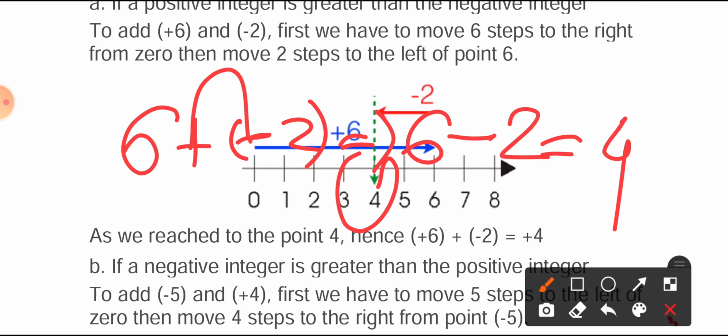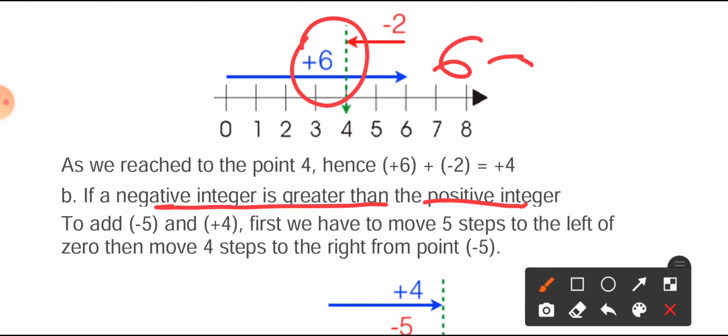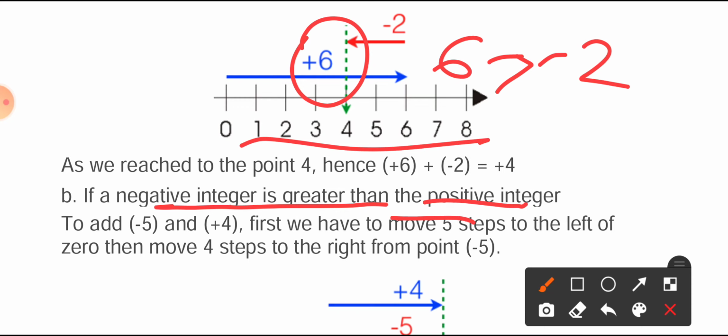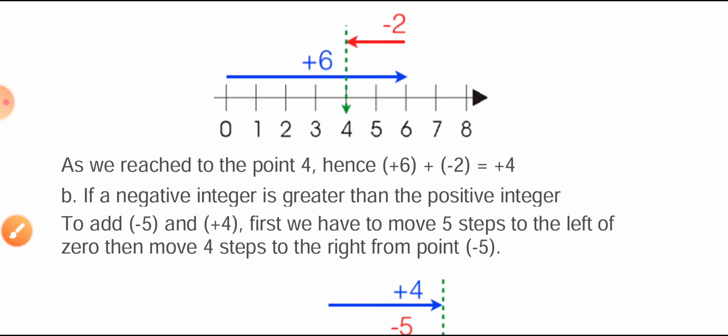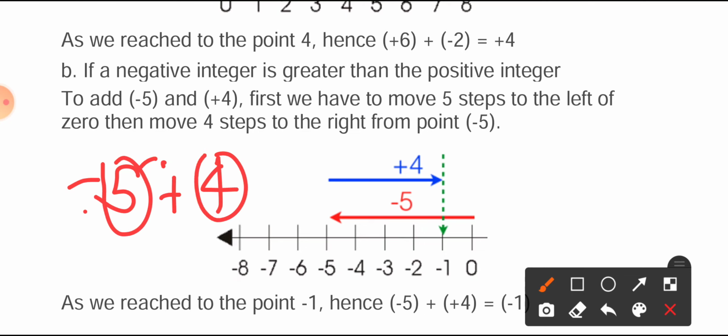And the second case: if the negative integer is greater than the positive integer. In the first case you can see that 6 is greater than 2. So you have to follow this step. And if the negative integer is greater, here two integers are given, minus 5 and plus 4. Here 5 is given, here 4, so the negative one is greater. First you have to move 5 steps to the left of 0. Then we will move 4 steps to the right from point minus 5.